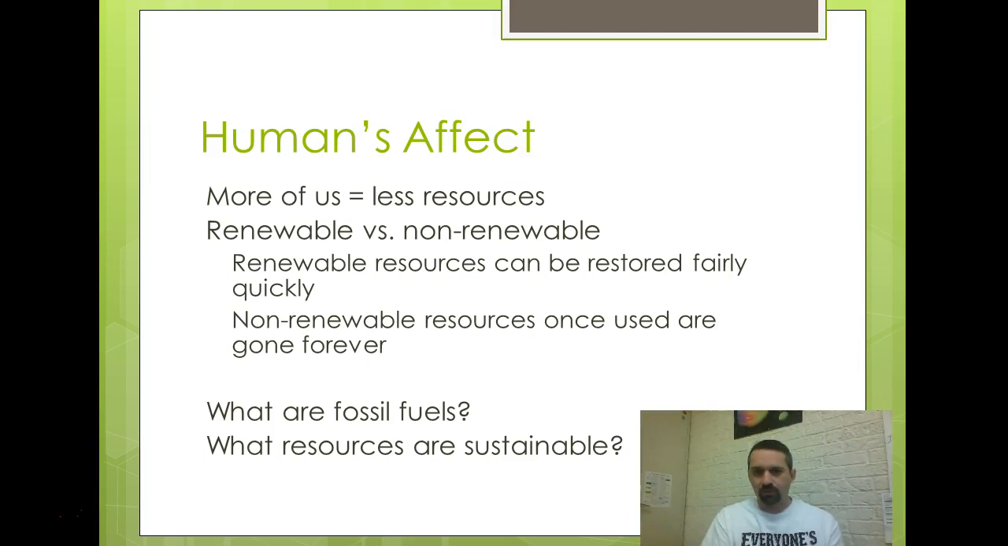So humans affect how we can change our world. It's really simple. The more of us there are, the fewer resources exist. Which brings us to talk about resources. There are two types of resources. Renewable resources are those that can be restored fairly quickly, and non-renewable resources are those that, once you use them, are gone forever, or gone for a really long time, like millions of years. Pretty much for us, forever.